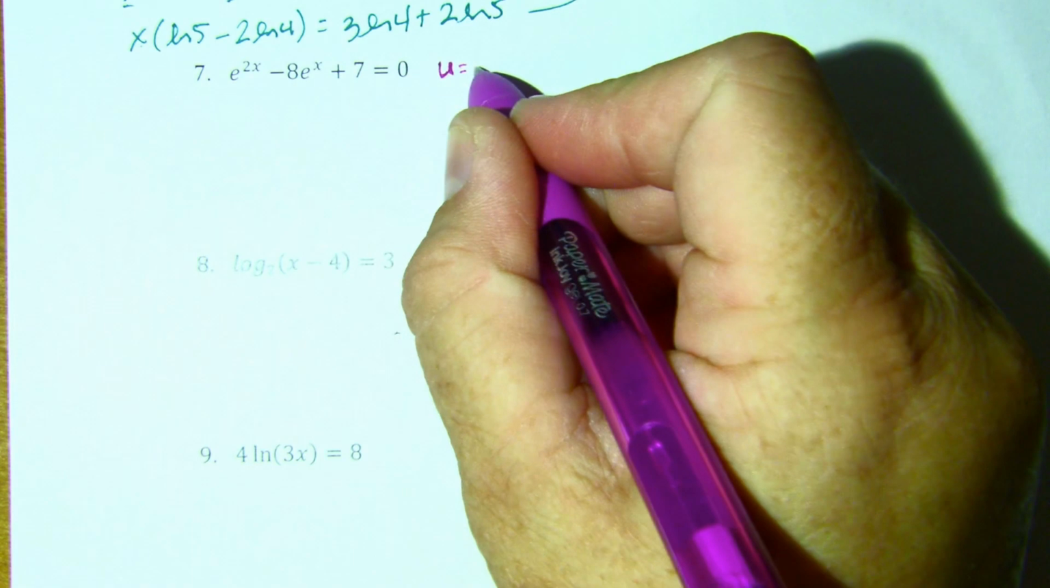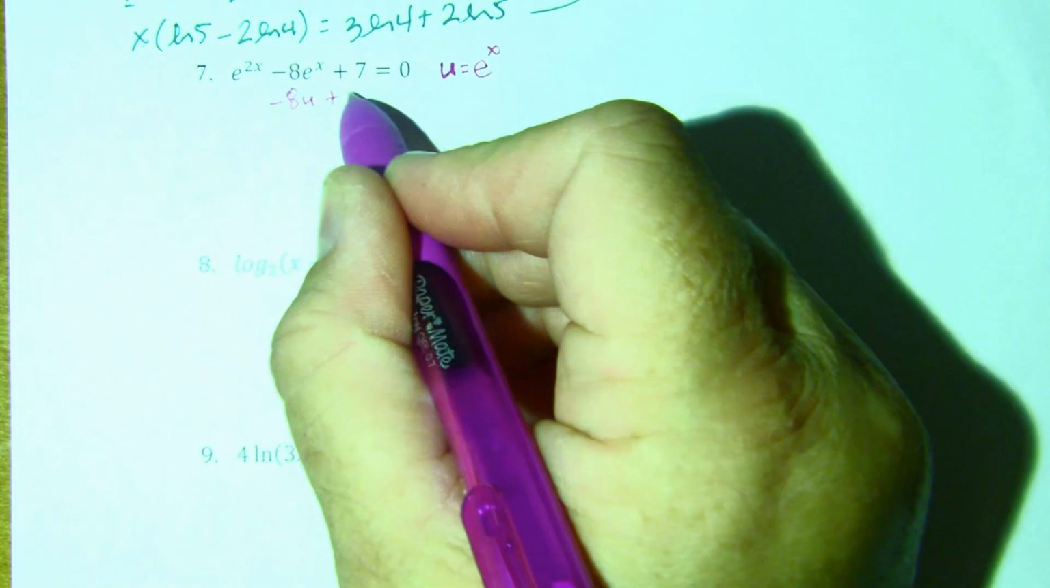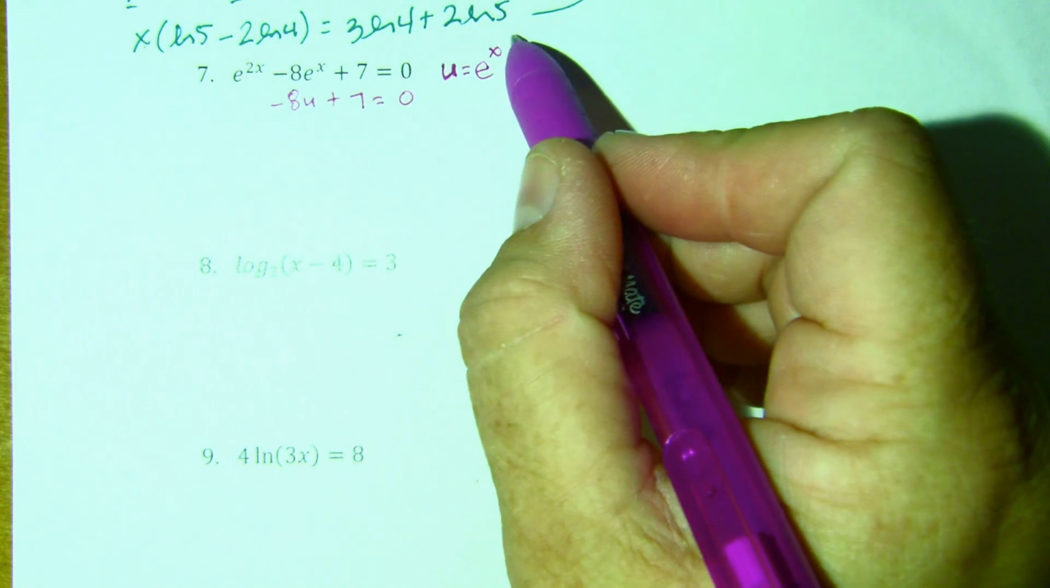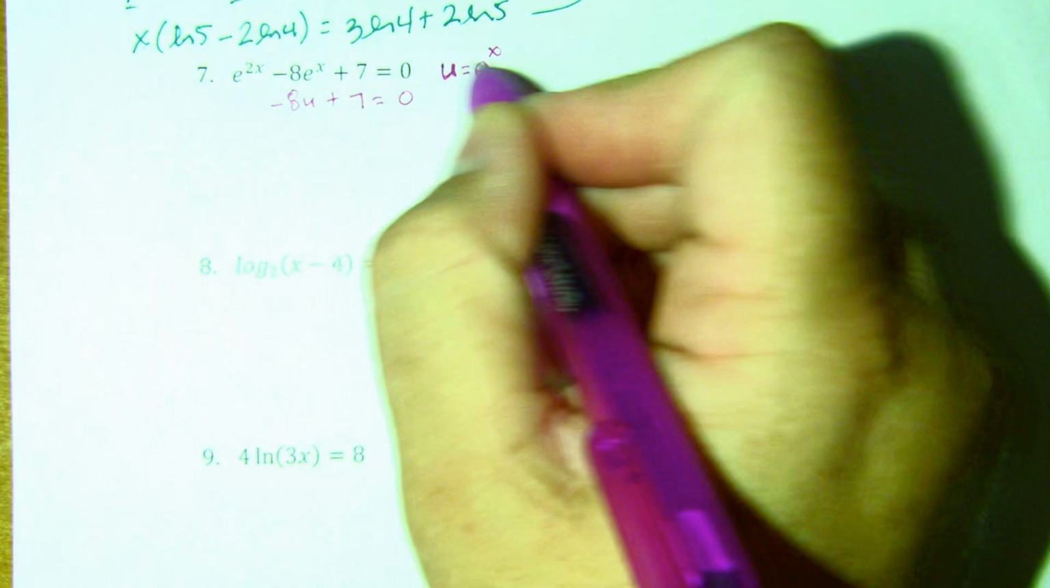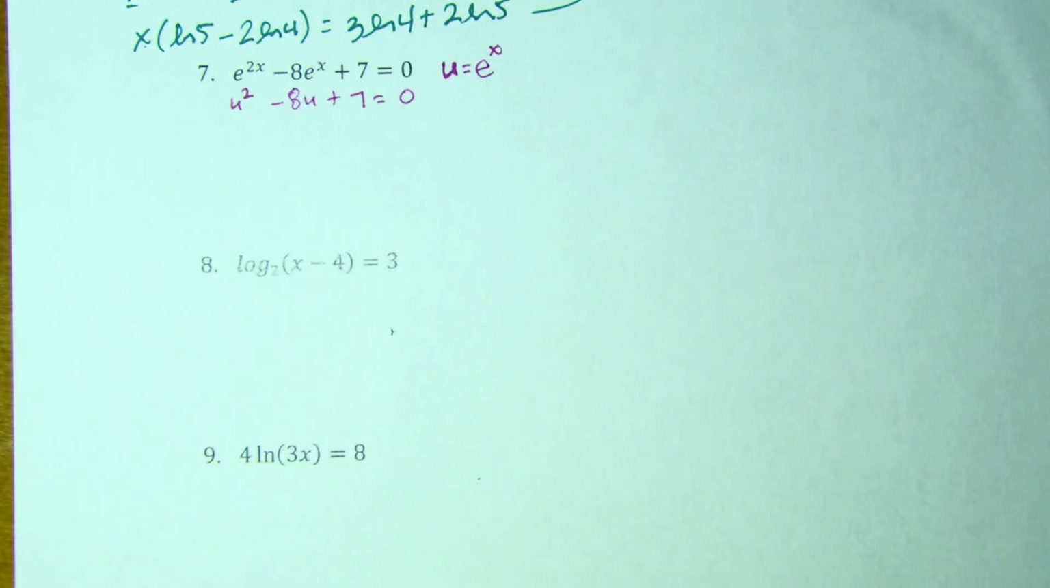If we let u be equal to e to the power of x, then e to the power of x we can rewrite as 8u plus 7 equals 0. And then e to the power of x squared would be e to the power of 2x. So that would be u squared. Now that's a quadratic equation that we can use the x method for.